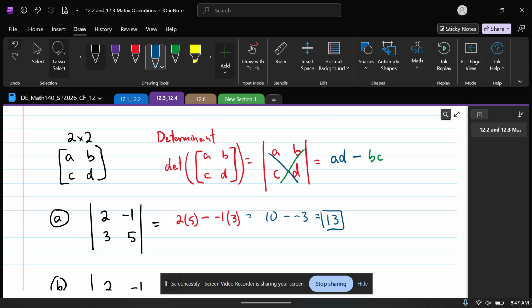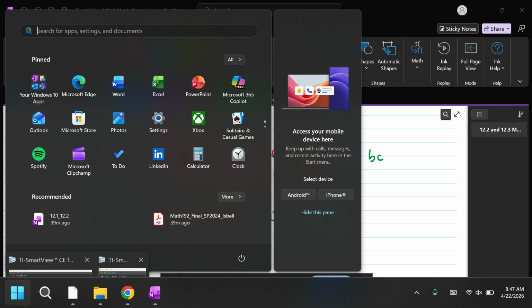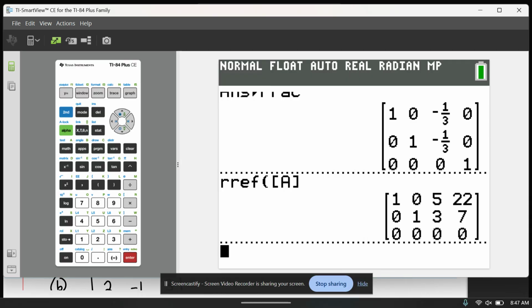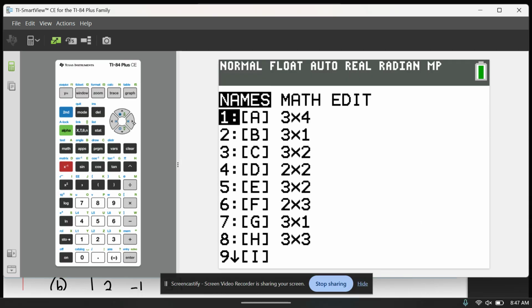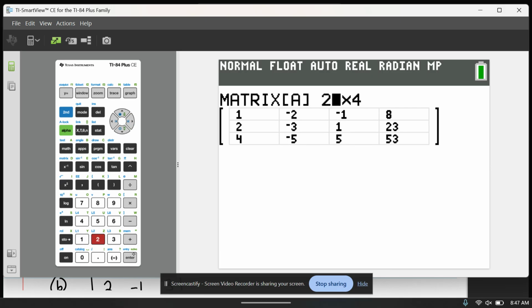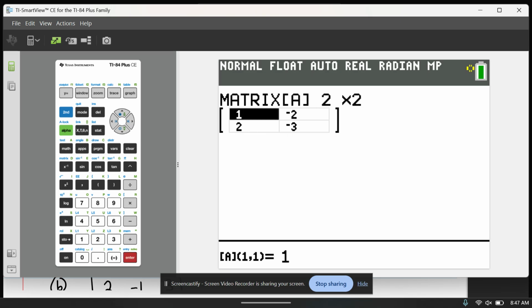Your calculator can also do a determinant. I want to show you that as well, in case you want to do it with the calculator. So on the calculator, I'm going to go to the matrix menu. I'm going to go over to edit, pick whatever matrix you want to pick. I'm going to pick matrix A, and I'm going to change it to a 2 by 2. And I'm going to put those numbers in: 2, negative 1, 3, 5.